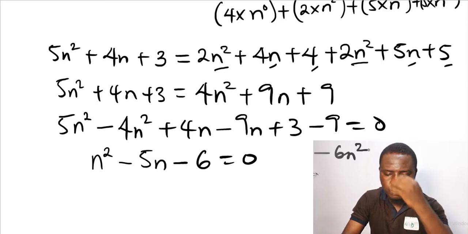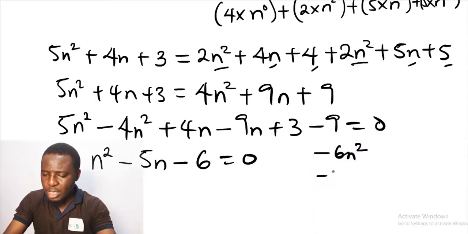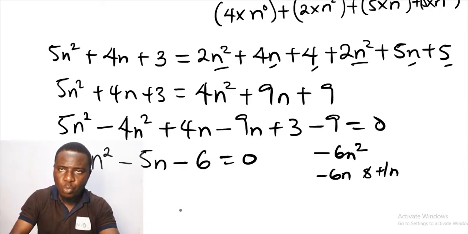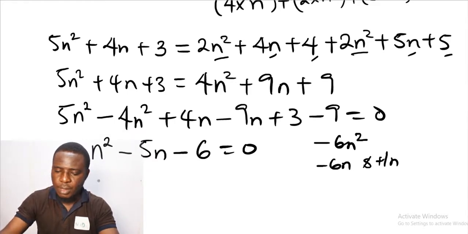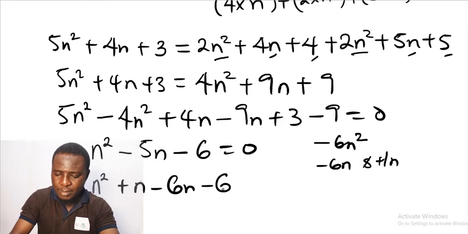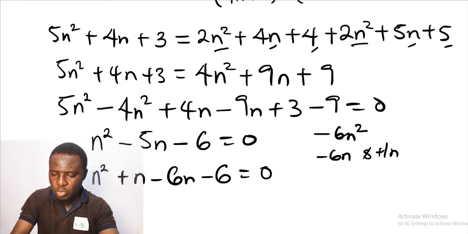That should be minus 6 plus 1. Let's see. Minus 6n and plus 1n. Now, when you add them together, it gives you minus 5, and when you multiply them together, it gives you minus 6. So substitute them for the middle term, which is minus 5n. This becomes n squared plus n minus 6n minus 6 is equal to 0.